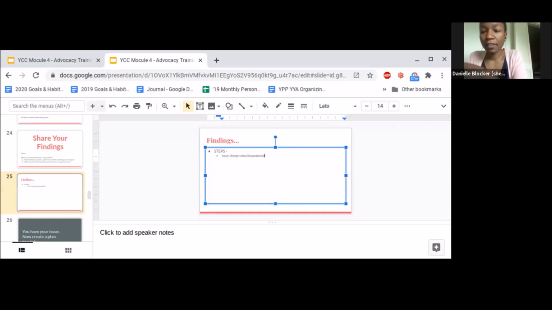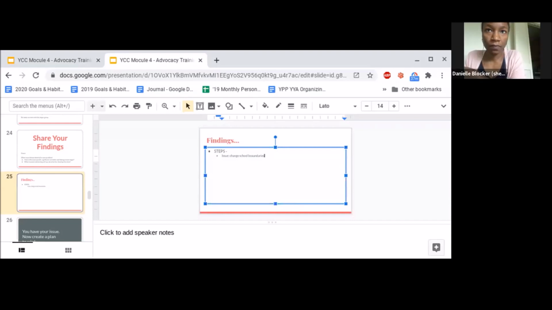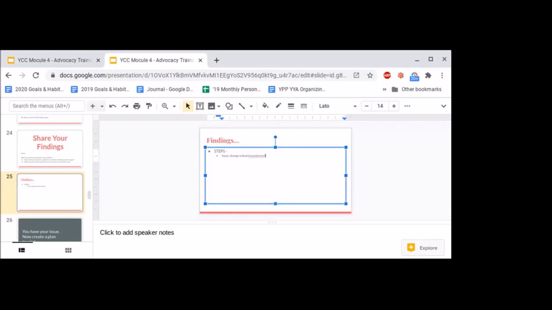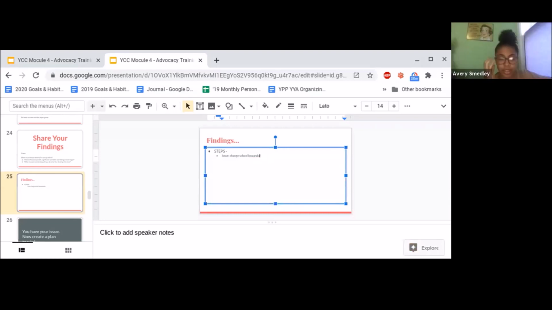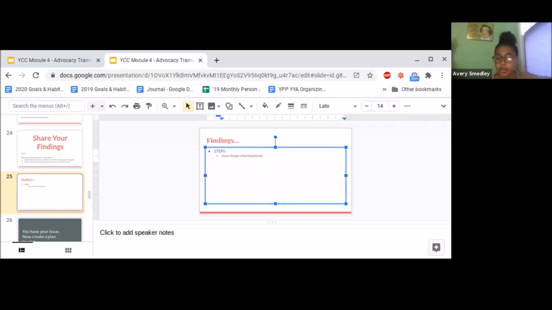I'll first ask, so your issue is change the school boundaries? Yeah. So how is that issue specific, winnable, significant, and having a clear target? We think that by changing boundaries, the allocation of resources and quality of education will be drastically changed and improved for every student. It just makes things a lot more equitable in terms of quality of education and allocation of resources. So it does a lot with one fell swoop.